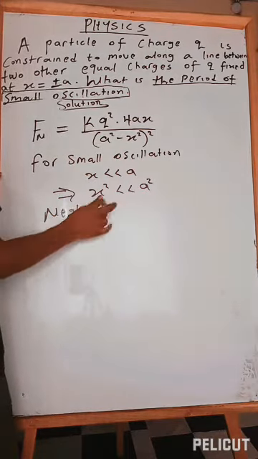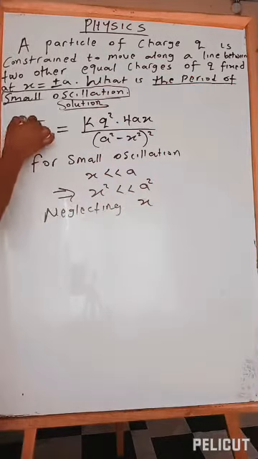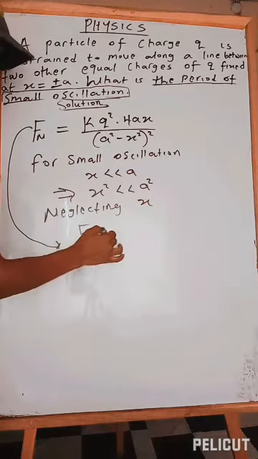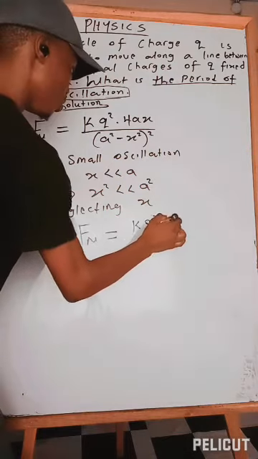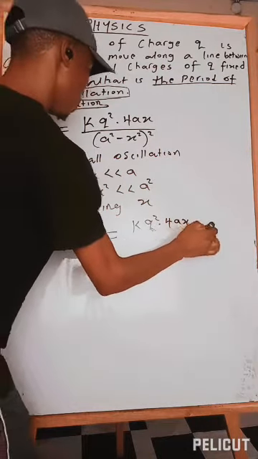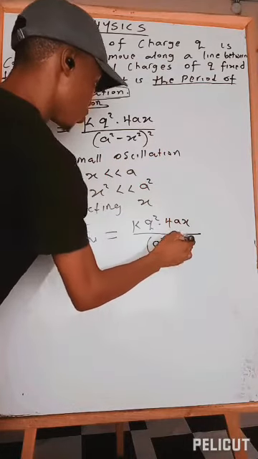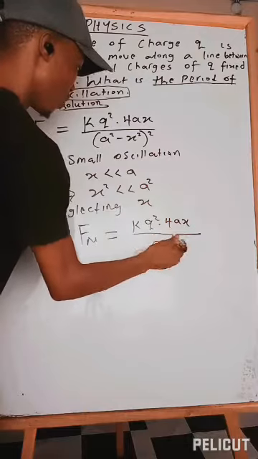Neglecting the value of x, or let's just say neglecting x, we are going to have that the net force Fn is now going to be kq squared dot 4ax divided by a squared all squared, and a squared all squared is the same thing as a squared raised to the power of 4.